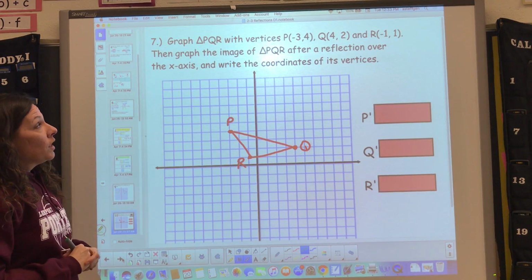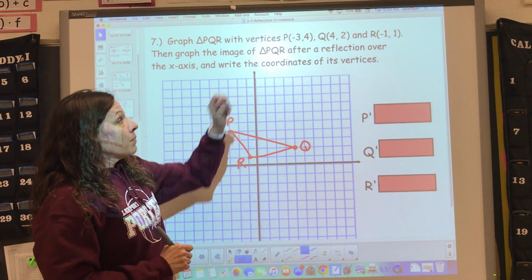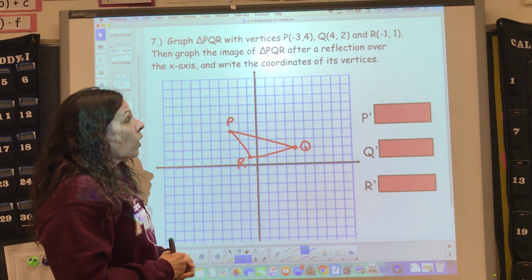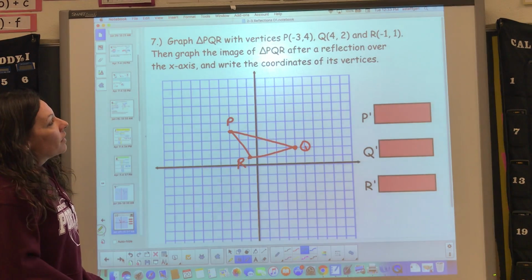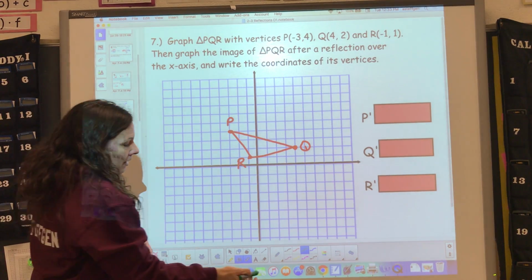All right, so you're going to pause the video right now and get your image graphed. I already graphed. P is (-3, 4), Q is (4, 2), and R is (-1, 1). You need to pause your video and graph that right now. Then we're going to graph it after a reflection over the x-axis.